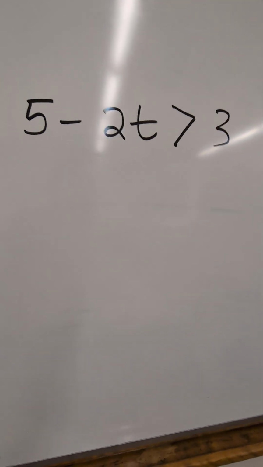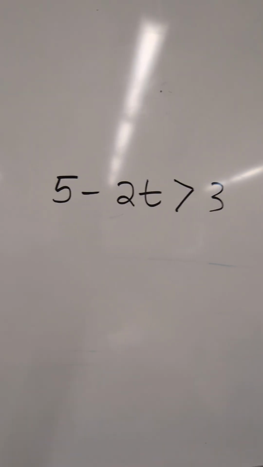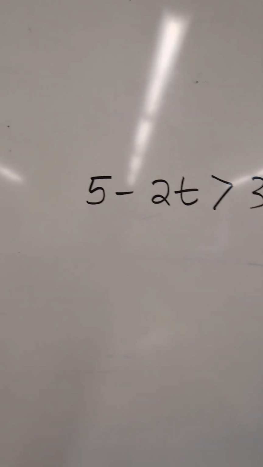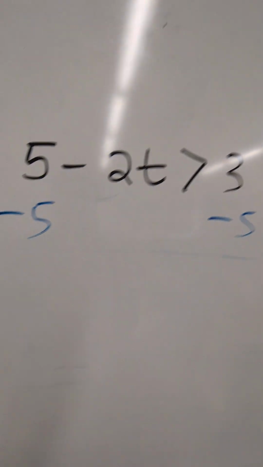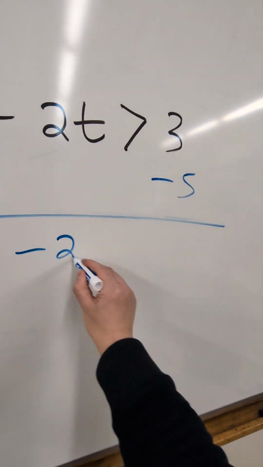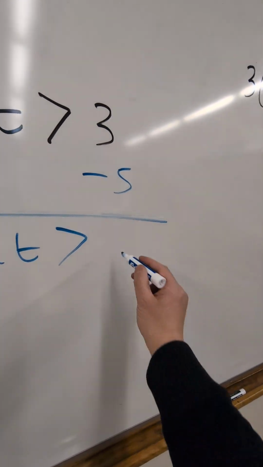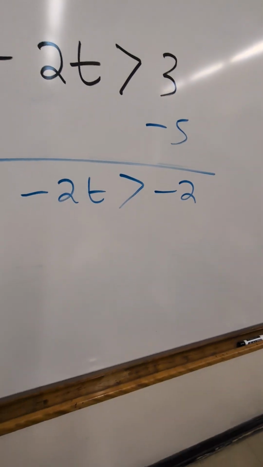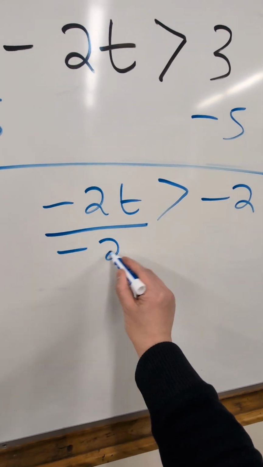Inequalities, they're just like solving equations. So I have 5 minus 2t is greater than 3. First step, let's get rid of the 5 by subtracting it from both sides. What I'm left with on the left side is negative 2t is greater than 3 minus 5 is negative 2. Lastly, I still want t by itself, so let me divide both sides by negative 2.